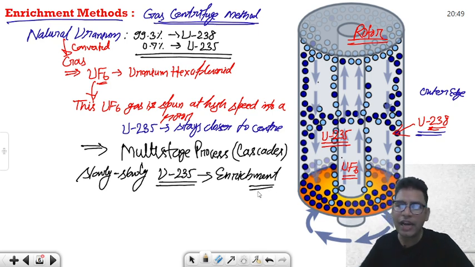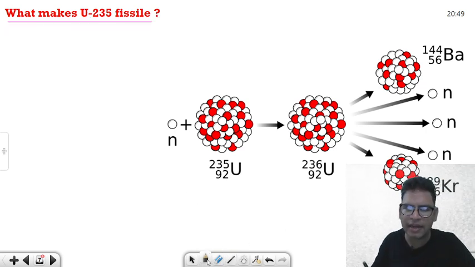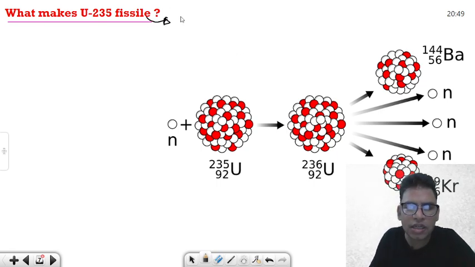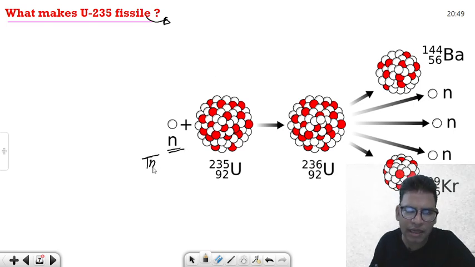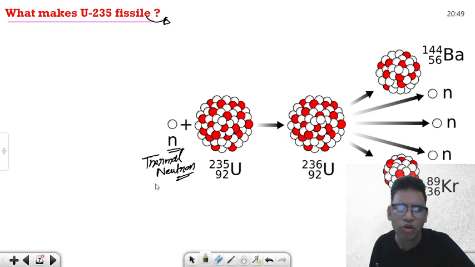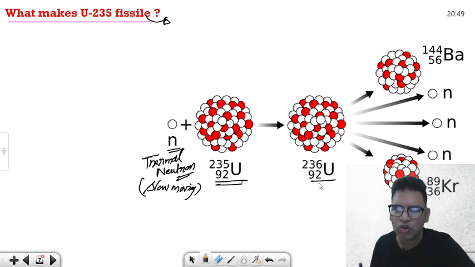This is the idea. And once you have this uranium 235, why is it fissile material? Let me now quickly wind up this video with this last heading. Fissile means simply that this uranium 235 is going to absorb a thermal neutron, right? A slow moving thermal neutron.